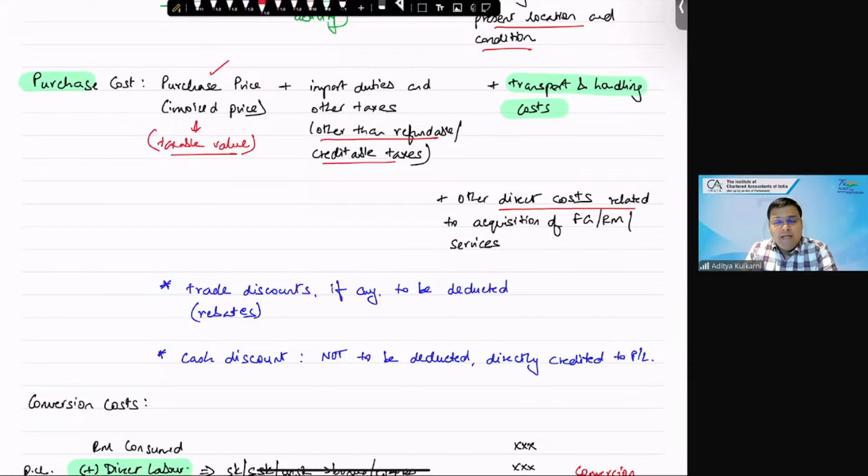Now this 0.5% cash discount, is it related to purchasing or is it related to payment? What is it related to? Cash discount is related to payment. Yes, to encourage immediate payment.